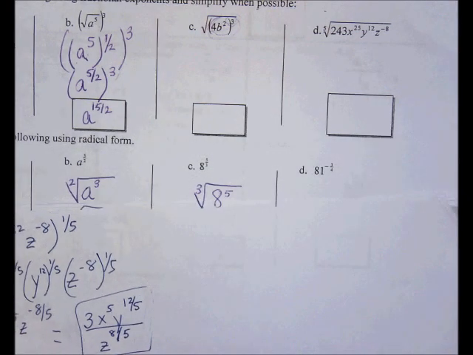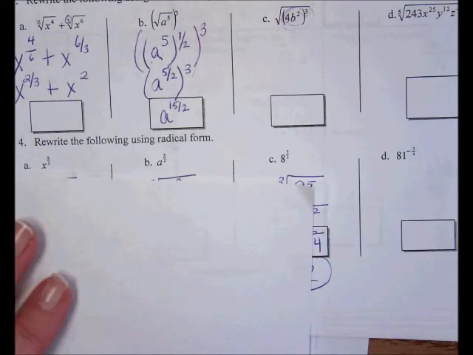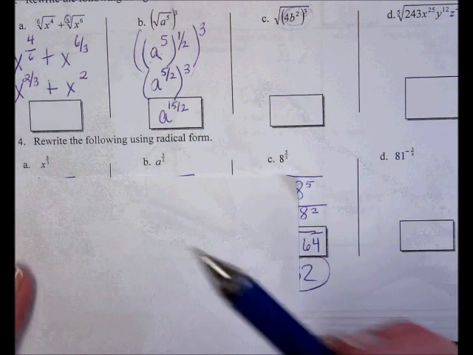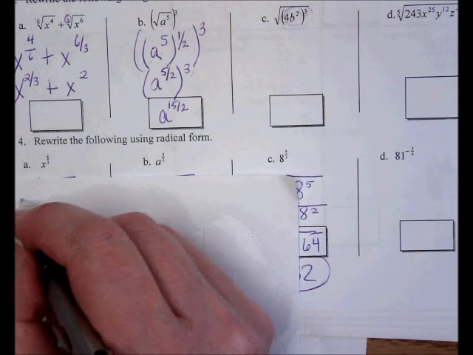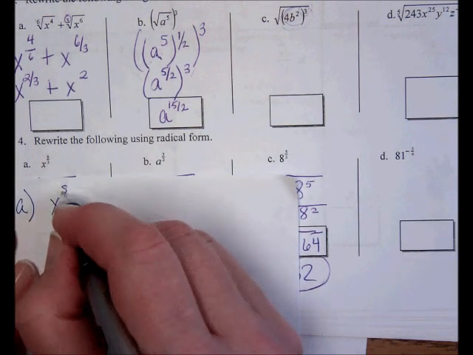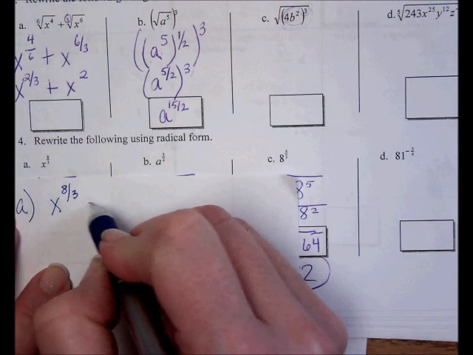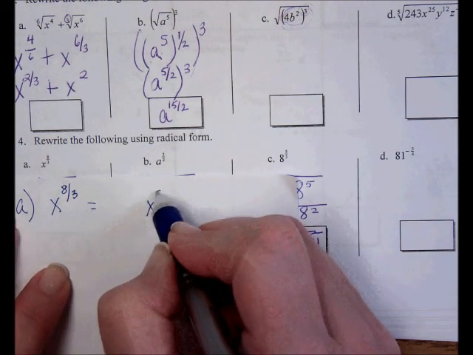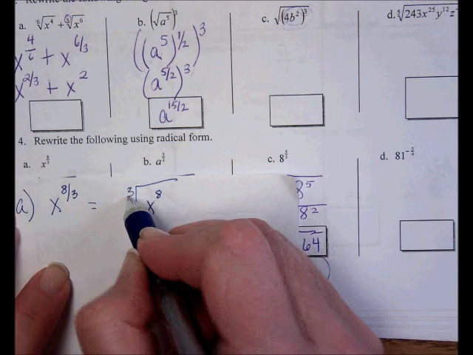The next task that we had today in class was to rewrite these using radical form. And so A is x to the 8/3, and that's going to be x to the 8th power, and I'm going to take the cube root of that.